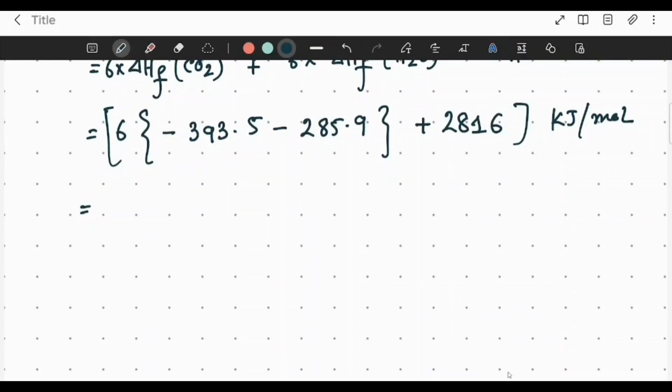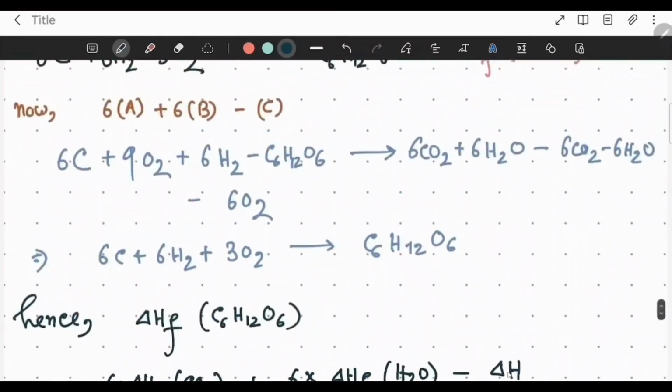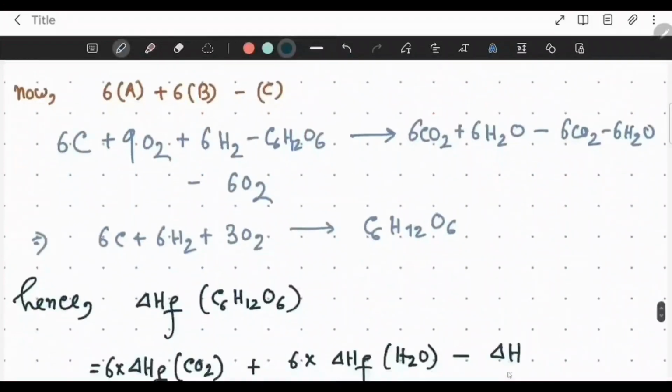Now just we have to calculate this. Minus, okay, 393.5 plus 285.9 into 6, and 2816. So it is eventually minus 1260.4 kilojoule per mole. There was a typo in the question given. Yes.